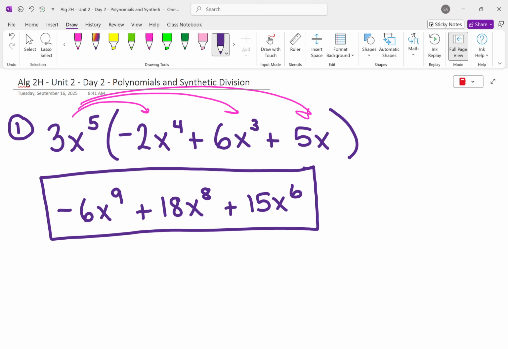Can you pull out the GCF of 3? Well, you could pull out a GCF of 3x to the fifth, but then that brings us back to where we started. So we're not factoring, we're multiplying, so that's why we're distributing that in.